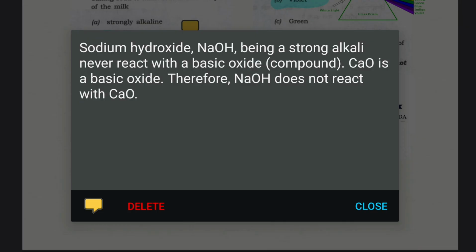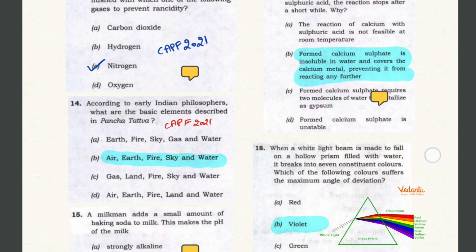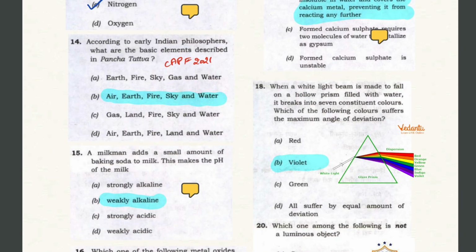Let's move on to the next question. When calcium metal reacts with sulfuric acid, why does the reaction stop in a short while? When calcium reacts with sulfuric acid, it forms calcium sulfate, which is insoluble in water and covers the calcium metal, preventing it from reacting any further. So it creates a coating around it, and that's why the reaction stops after a short while. Just remember this.